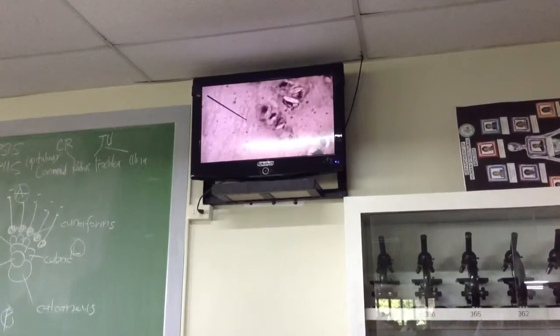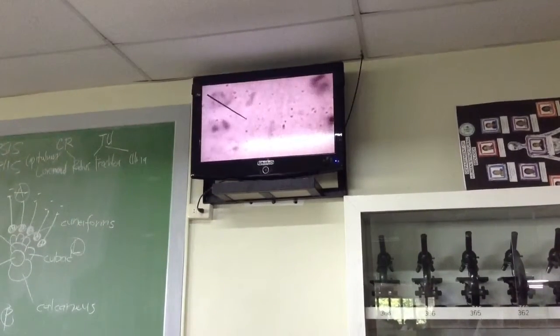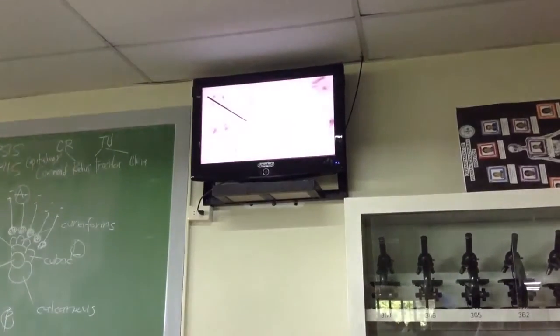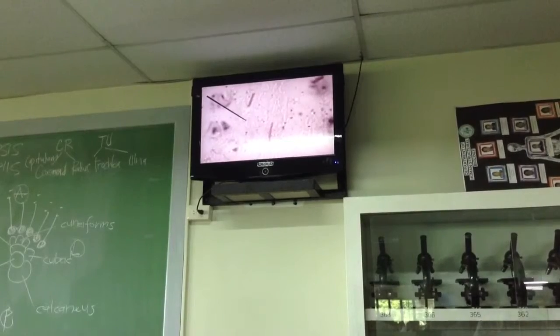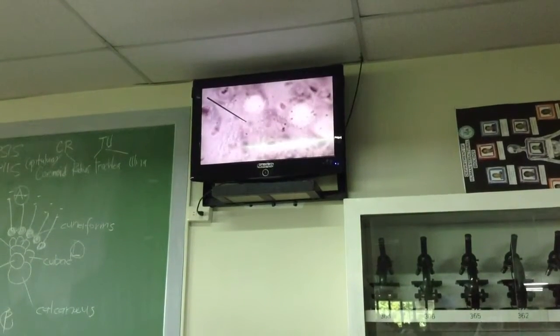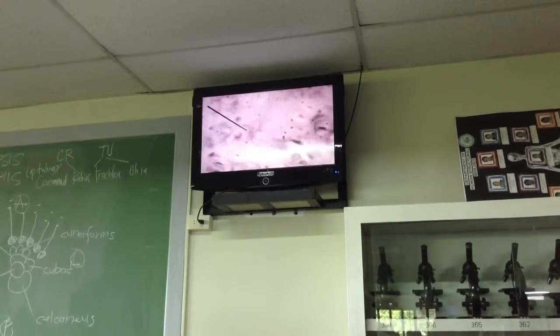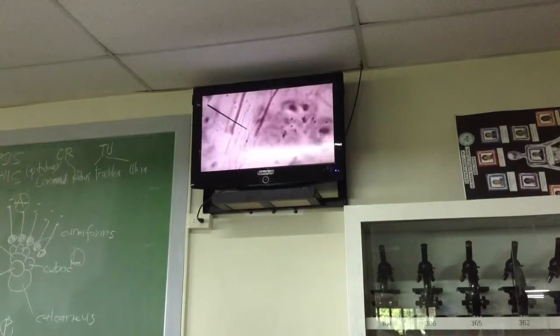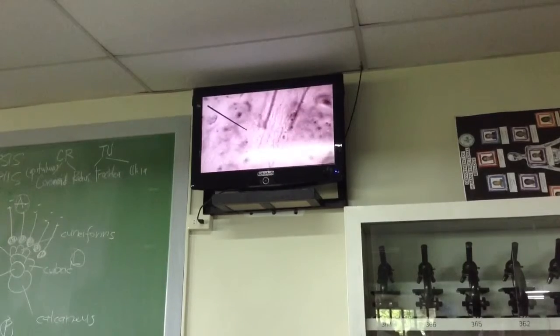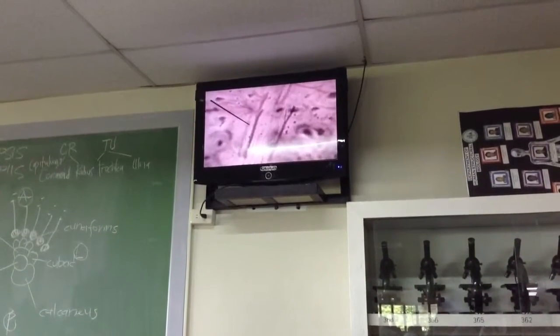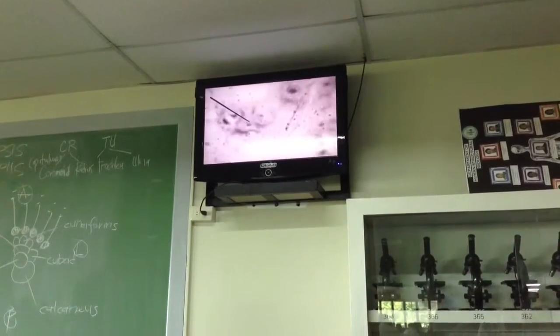Now, one distinguishing feature of the elastic cartilage is the presence of elastic fibers. Kaya siya tinawag na elastic cartilage. You see those pink lines? Those are the elastic fibers. That renders this cartilage elastic.